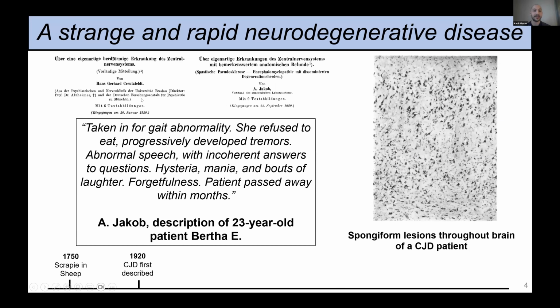Later in 1920, two German physicians, Creutzfeldt and Jakob, independently described a patient who was 23 years old that had neurodegenerative symptoms similar to Alzheimer's disease, but in such a young patient, where she started to walk very abnormally. She also lost her appetite. She began to develop tremors and seizures. And within months, the patient passed away. And when they looked at the brain tissue, they saw lots of lesions inside of the brain, or holes inside of it.